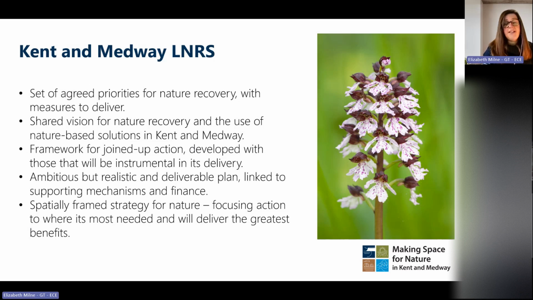So in Kent and Medway, we set about to develop a local nature recovery strategy that would provide a set of agreed priorities for nature recovery and associated actions that would deliver on those priorities. And that we would have a shared vision for what that nature recovery would look like, a shared vision of what we would be working towards. And we would also really push for the use of nature-based solutions amongst that and really put focus on how we can maximise these within the county. By working together, we would develop a framework for joined up action, and we would begin to establish and build on the many already in place relationships that will be required.